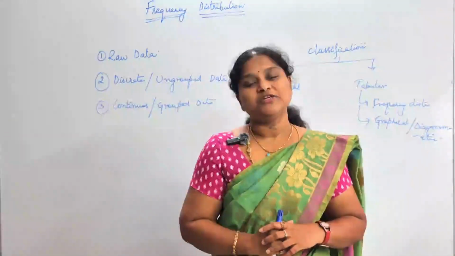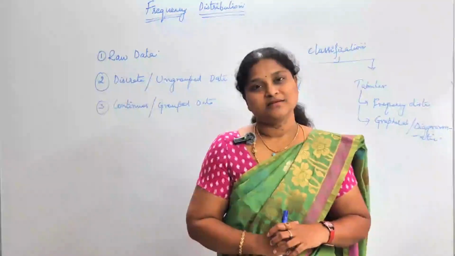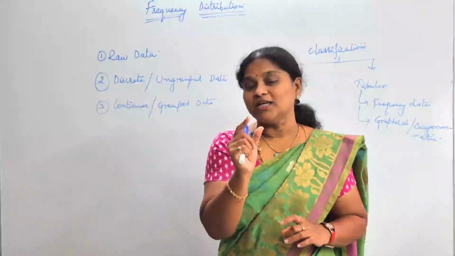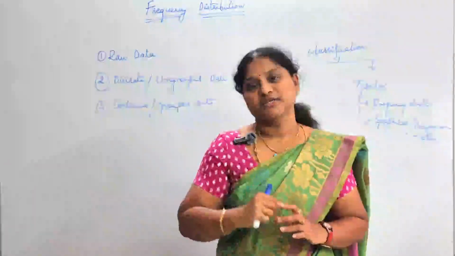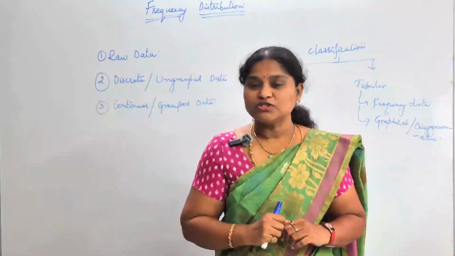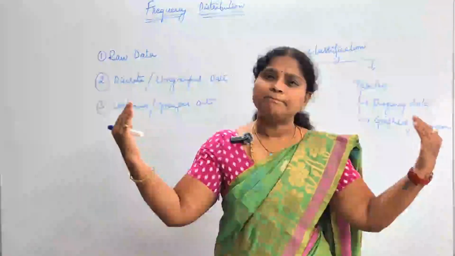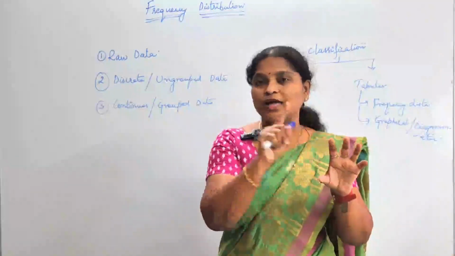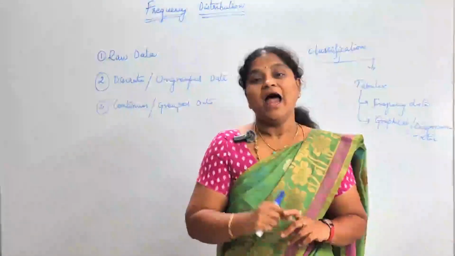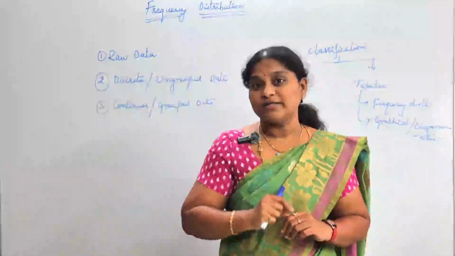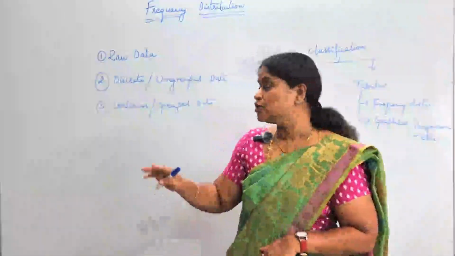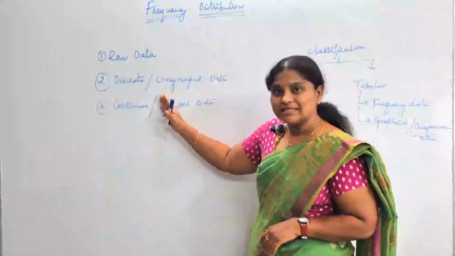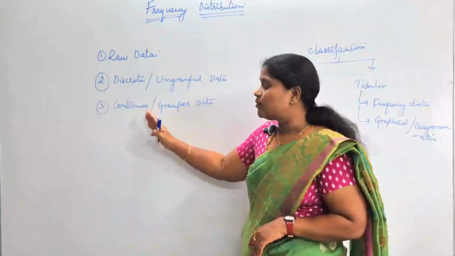Now let us delve deeper into what frequency distribution is. Frequency is the number of times a given value is repeated in a particular data. And frequency distribution is the presentation of the complete data in the form of a table where the frequency of each value is represented. On the basis of this frequency distribution, the data is divided into three types. The first one is raw data, the second one is discrete or ungrouped data, and the third one is continuous or grouped data.